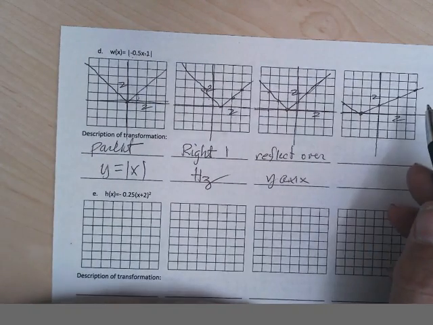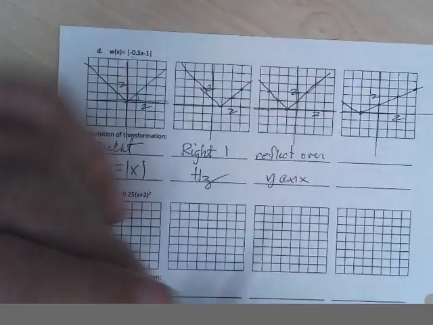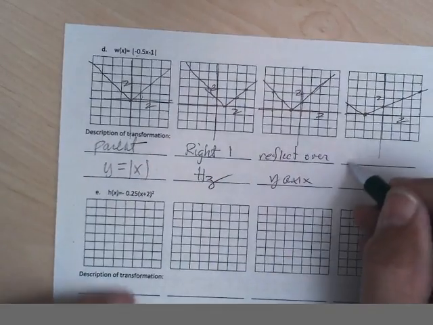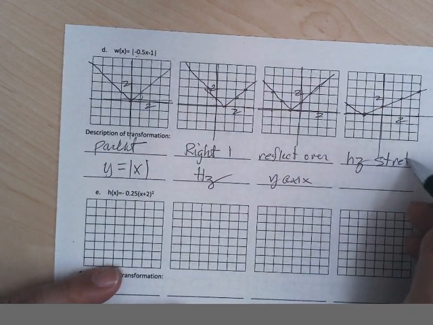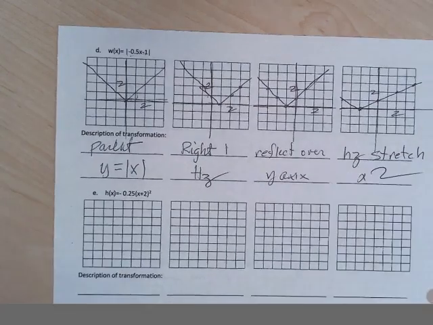So it looks like I squeezed it down, but I didn't. I moved them out this way, doubled this way. So it's a horizontal stretch by 2. This one.